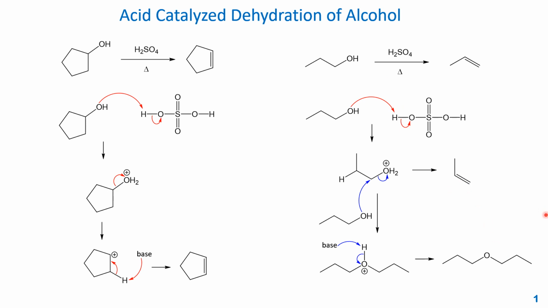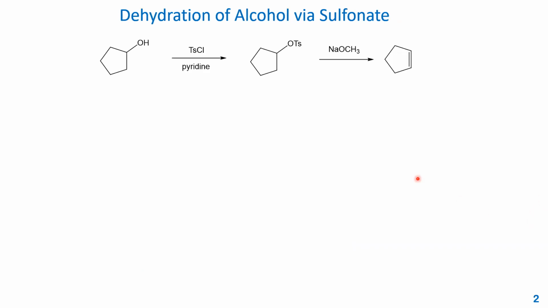Okay, this is the most common way to dehydrate alcohol, just catalyzed by acid. Another way to dehydrate alcohol is via sulfonate. Basically, the alcohol can be converted to OTs as a much better leaving group, and then the base can eliminate this intermediate to form the alkene as the final product. So this is another way.